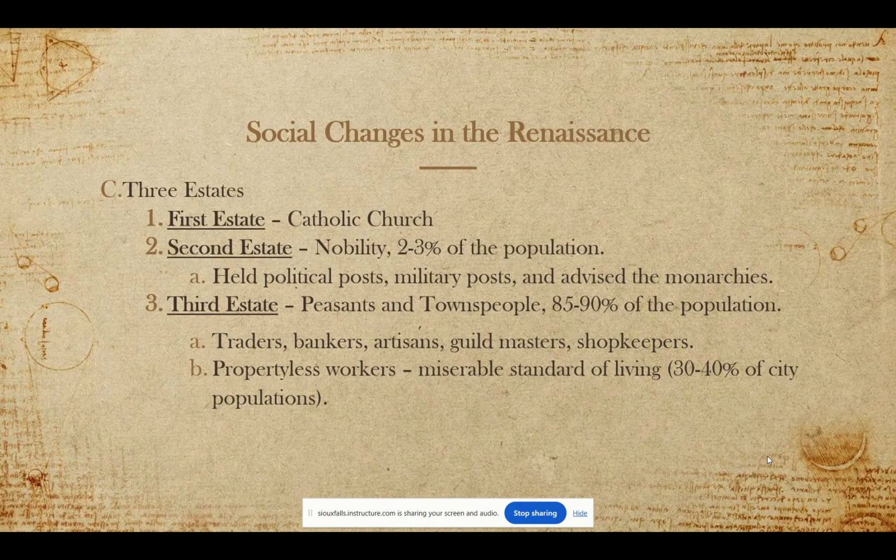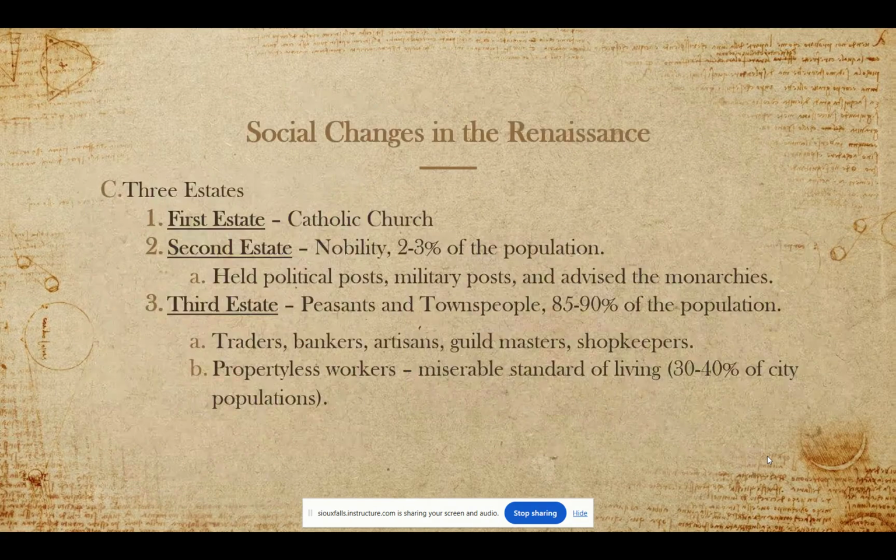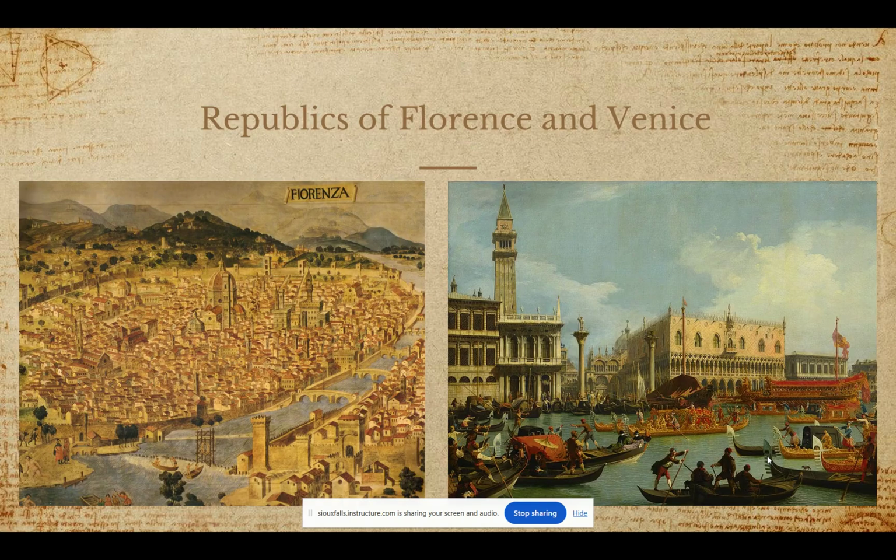All right. So, everybody good as far as what's going on economically? The rise of the Italian merchant states, specifically the Medicis. There we go. I just want to show you a good picture of what the two most dominant Italian city-states looked like back in the day.